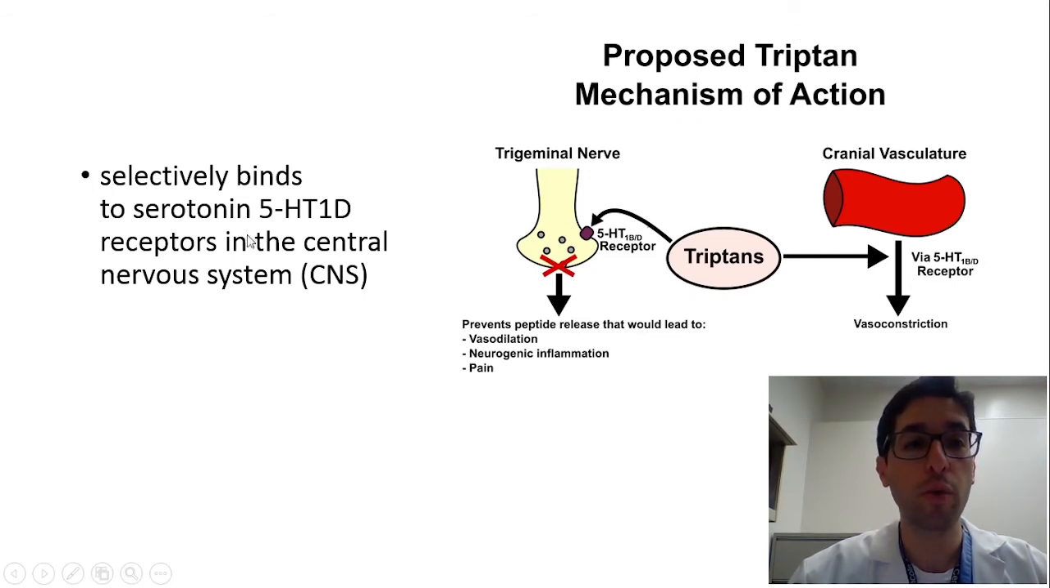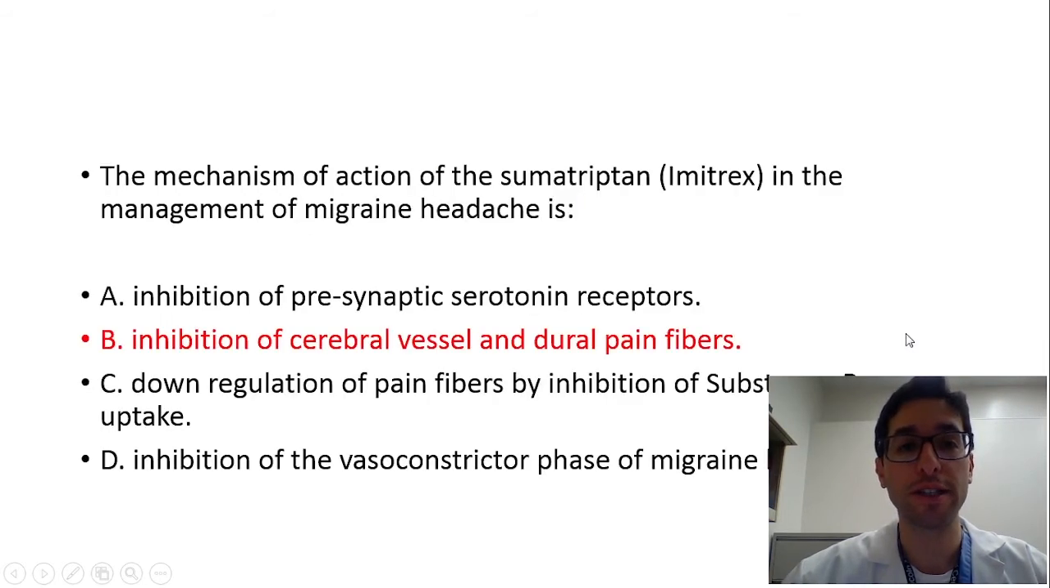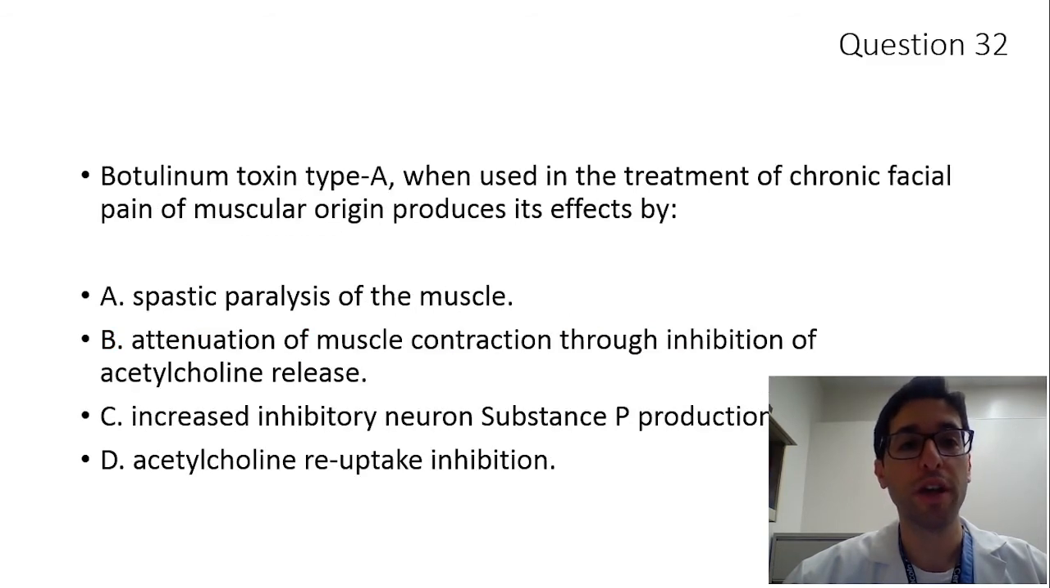So again, here's the mechanism. Triptans all work on serotonin, and they selectively bind in the CNS, and they prevent the peptide release that would lead to vasodilation, and they cause cranial vasculature to vasoconstrict. So the right answer is, what's the mechanism of action when it comes to sumatriptan? It inhibits the cerebral vessel and the dural pain fibers. They're just trying to use words to throw you off, but that is the right answer. It vasoconstricts the cranial vasculature.